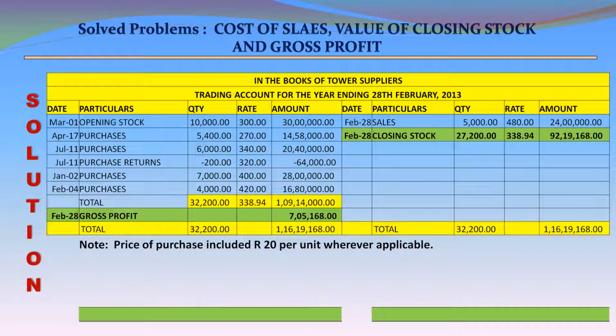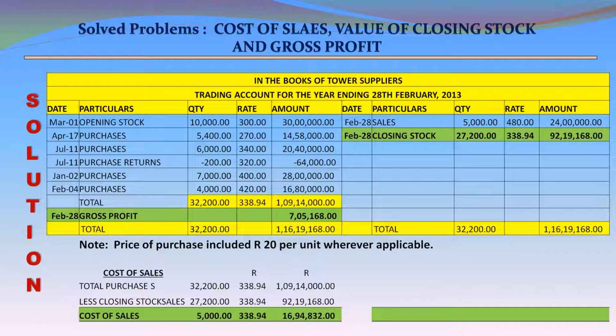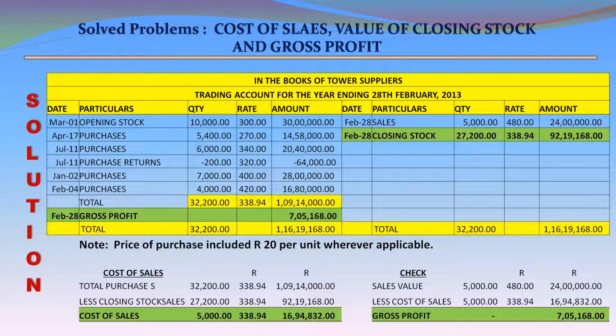Price of purchase includes 20 per unit wherever applicable. Cost of sales. Total purchases 32,200 units at the weighted average rate of 338.94, 10,914,000, less closing stock 27,200 units at the rate of 338.94, 9,219,168. Cost of sales for 5,000 units at the weighted average rate of 338.94 comes to 1,694,832.